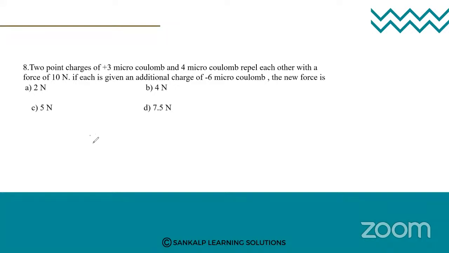Here we have, so I am doing slow because it is a first class. Everyone should understand. We have Q1 is equal to plus 3 microcoulomb. Then we have Q2 is equal to 4 microcoulomb. Both are repelling by the force of 10 Newton.